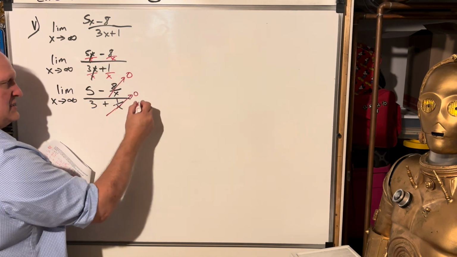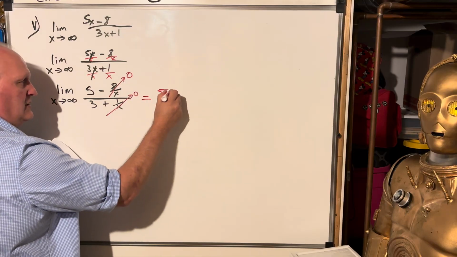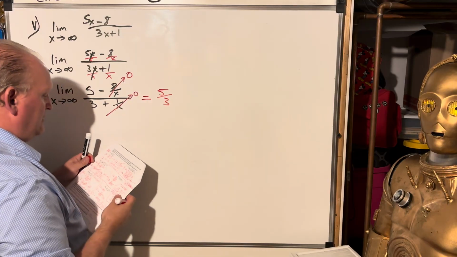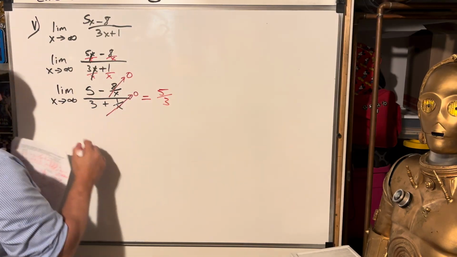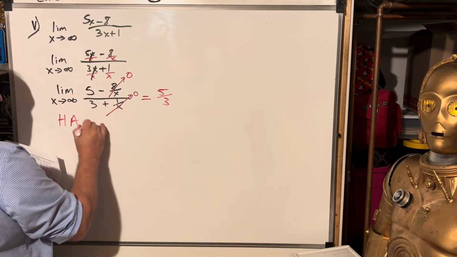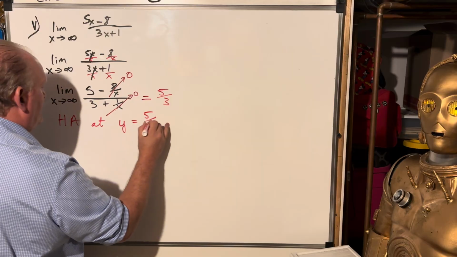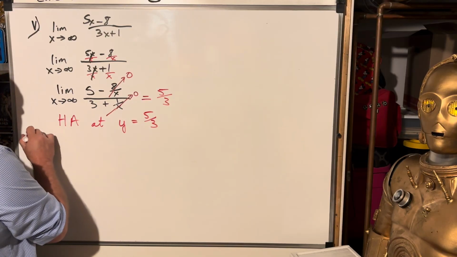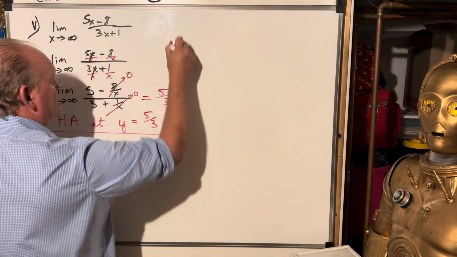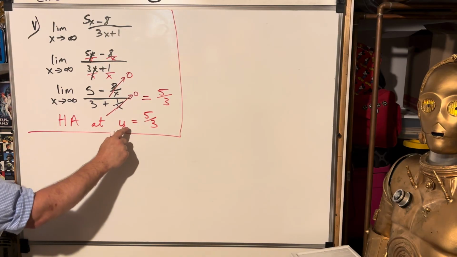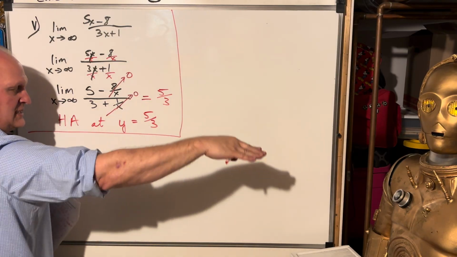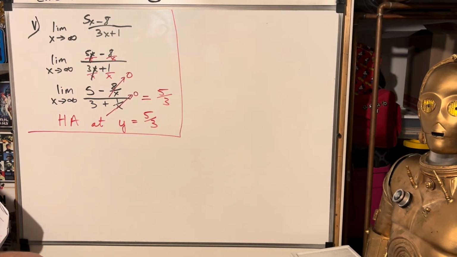So we end up with just 5/3. And now we can make our horizontal asymptote at y equals 5/3. Again, don't just say 5/3. We need the x's, we need the y's, you need to be precise. So y equals, that is a horizontal asymptote at 5/3.